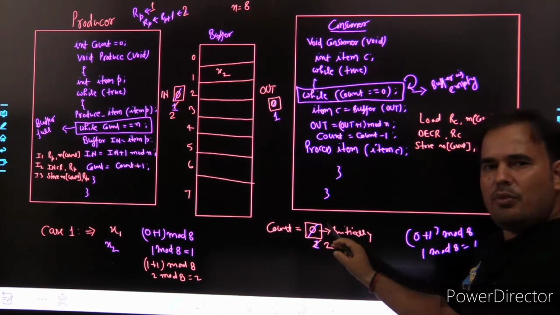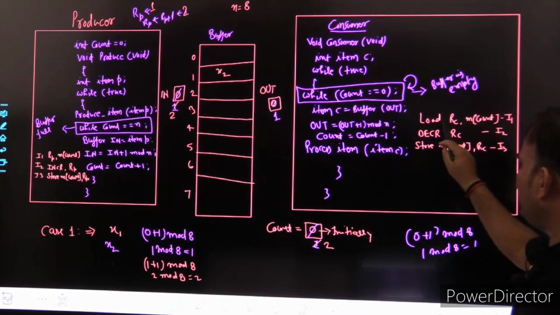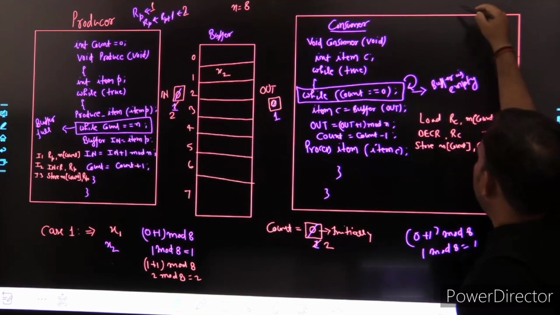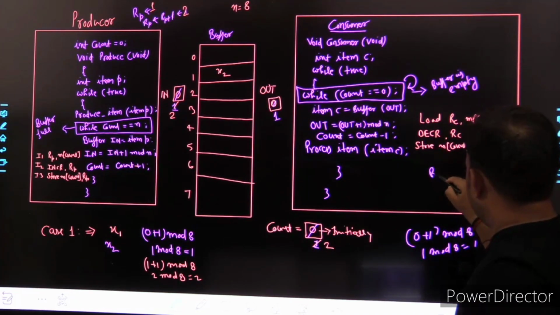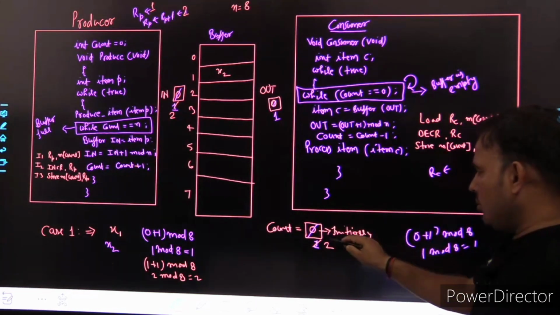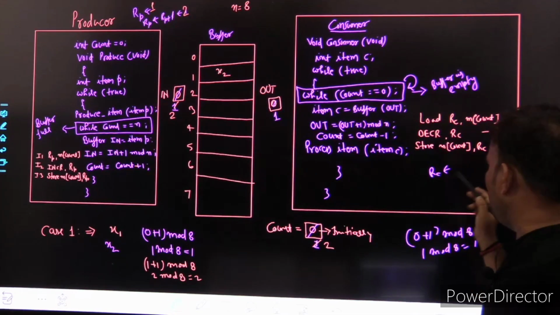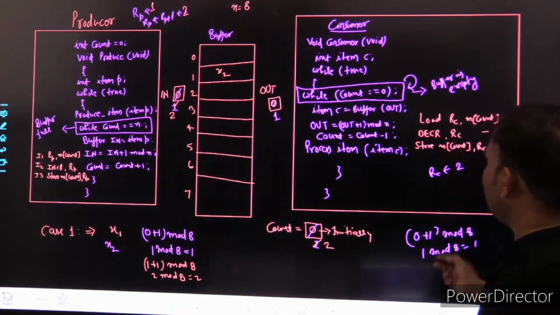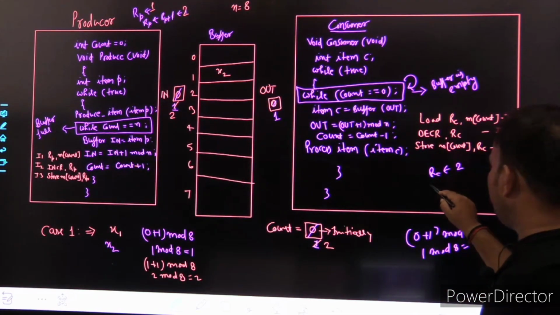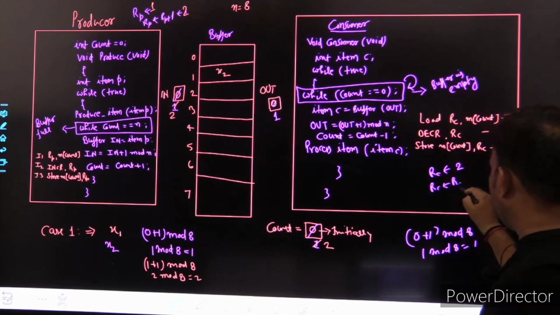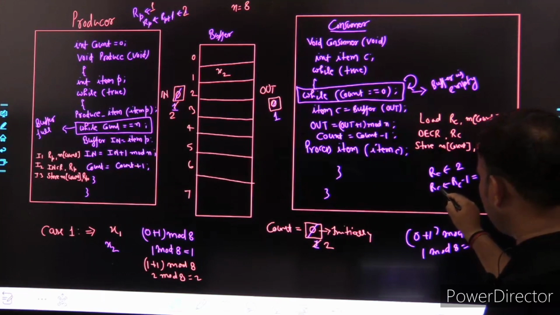Whatever we have in the count now, we need to put that into RC, the consumer register. So what we have in count, when the consumer is consuming the item, is 2. So we need to store it into RC. Then decrement RC, RC minus 1. So 2 minus 1 is what? 1. We need to put this 1 into RC.